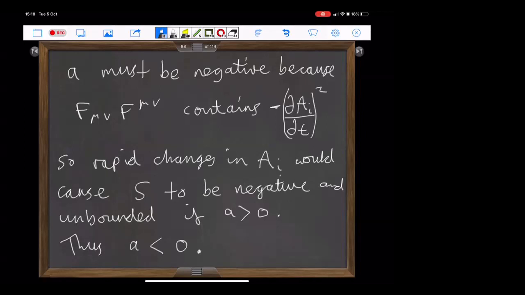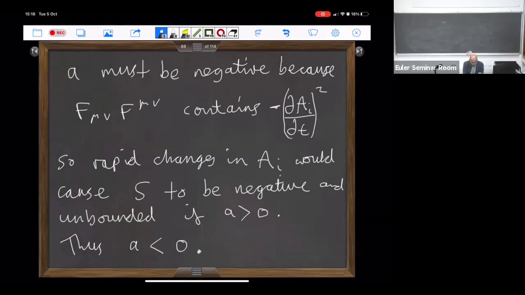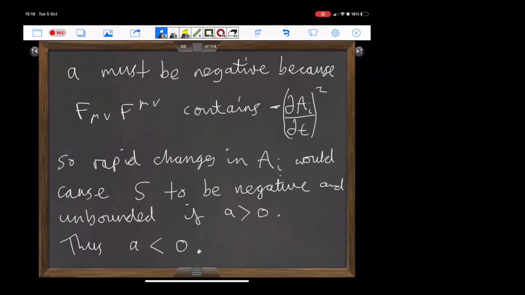Professor, I didn't quite understand why is the reason that S cannot be negative and unbounded? Because this is the kinetic energy of the field, which you don't really want to be negative. Is another way of putting it. Right. Yeah.